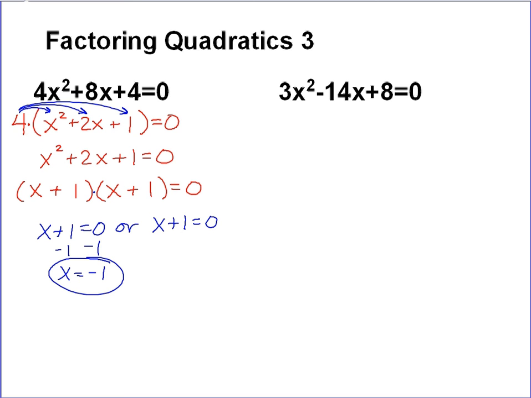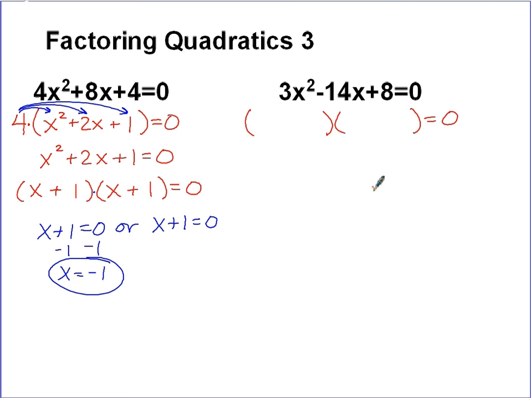Now over here on the right, 3x squared minus 14x plus 8. I still ask myself that same question at first. Is there anything in common? There's no x's in common because it's not 8x at the end, it's just an 8. And then I say, is there a number in common? 3, 14, and 8. There's nothing in common there. No common factors, so I can't factor that 3 out. I'm just going to have to factor this into two binomials as it is.